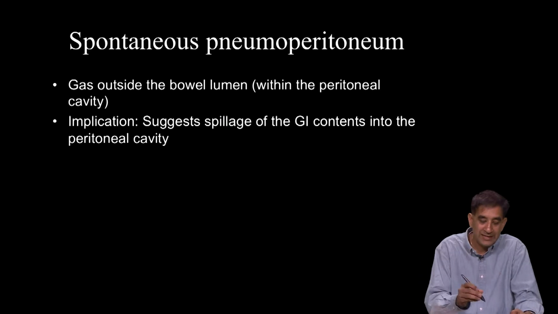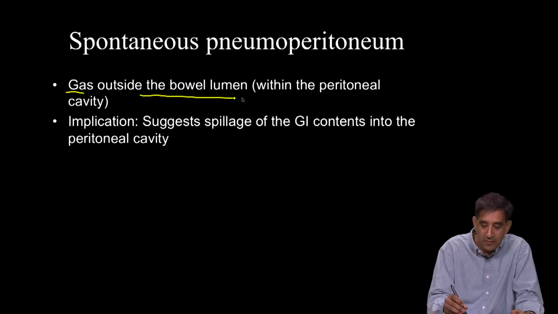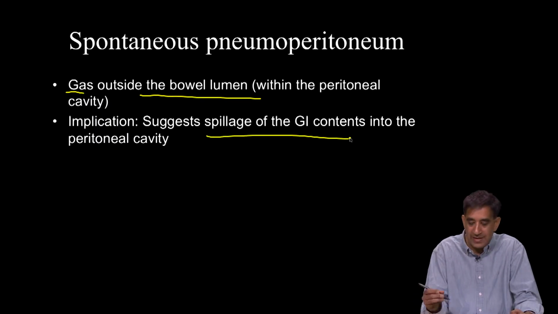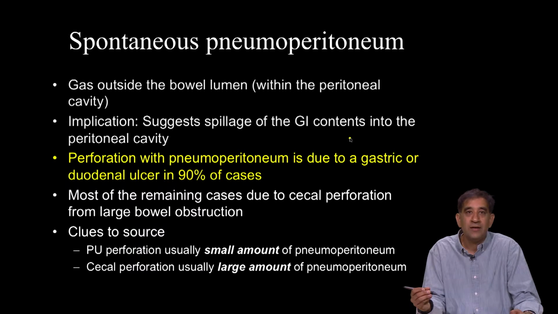That is when you see gas outside the bowel lumen. It should usually be within the bowel lumen, within the peritoneal cavity, but it has escaped. And what does this imply? That there's some spillage of the GI contents into the peritoneal cavity.